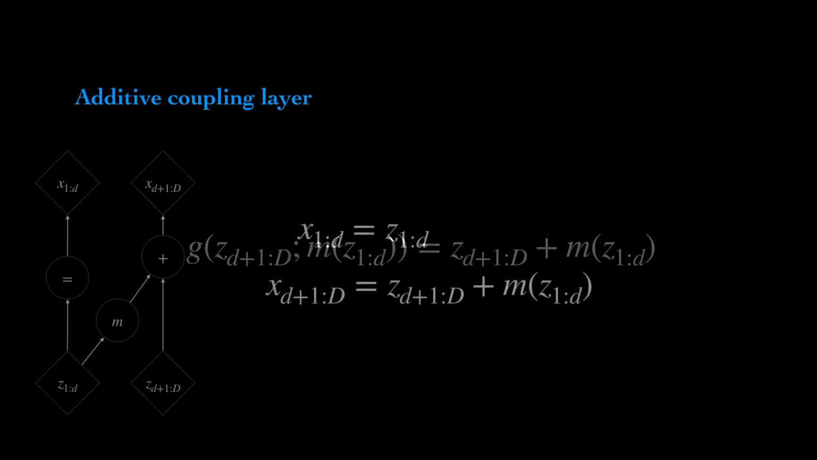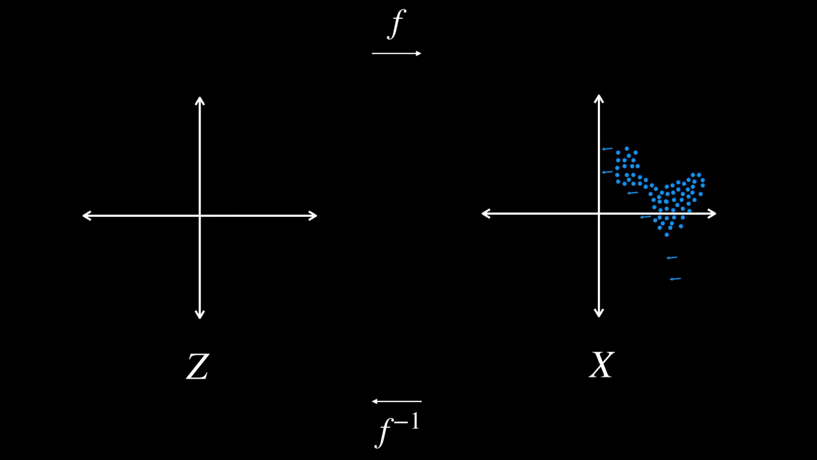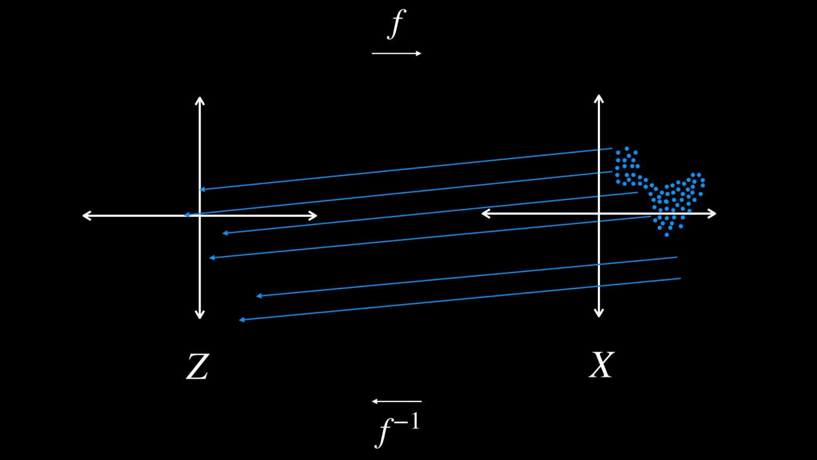So no matter how complex the function m is, say it's a deep neural network, the overall transformation is still easily invertible and its Jacobian determinant is simple to compute. In fact, these additive coupling layers have a unit Jacobian determinant, so they neither contract nor expand space, and even a composition of several of these preserves volume.